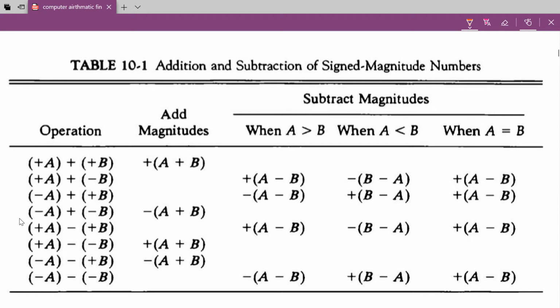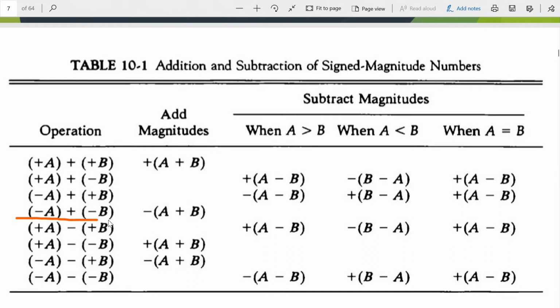From first to fourth, all are addition operations. From fourth to eighth, all are subtraction operations. So if the operation is like this, what is the magnitude of the addition? What is the magnitude of the subtraction? We are going to observe in this column the addition magnitude and also the subtraction magnitude. Suppose in any operation, either subtraction or addition, we are going to perform it on either decimal or binary information.